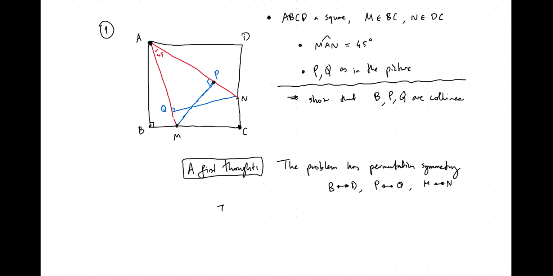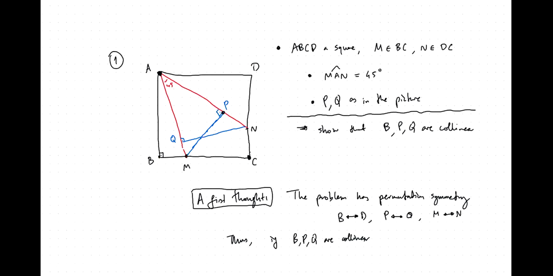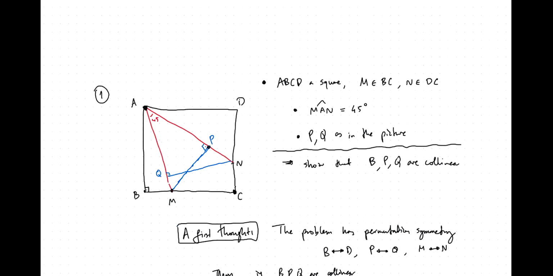Thus, if B, P, Q are collinear is a statement to be proven, not just information. If this is given as information, it's a different thing. But in this case, it is asked that it is proven, which means this follows from the already given things. This is not extra information. If this is given as extra information, then from the extra information I cannot derive another information.